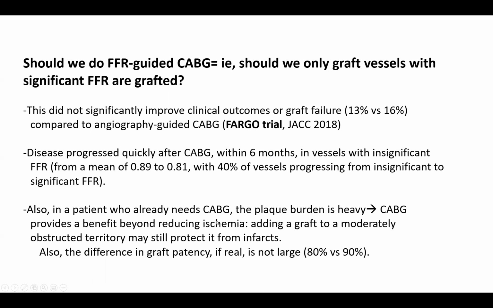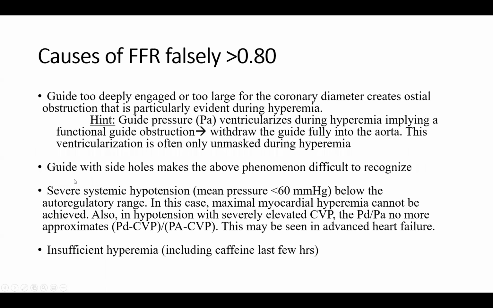That's why we do CABG, not just to reduce ischemia. Adding a graft to a moderately obstructed territory may still protect it from infarct, even if FFR is insignificant. Also, the difference in graft patency, even if real, it wasn't real in FAME, but it was real in other registries. Even if real, it's not large. It's 80% versus 90%.